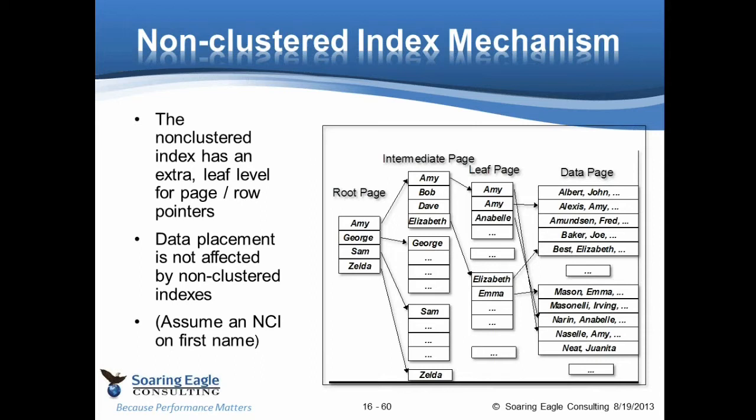So, let's go find all the Amy's. Amy's between Amy and George, we follow the Amy pointer down. Amy's between Amy and Bob, we follow the Amy pointer down. Now we're on the leaf page. We have 2 Amy's. What I need to do once I get to the leaf page, I still need to make a request to bring back the pages that have Amy on them. So here I have 2 Amy's, I make 2 page requests.